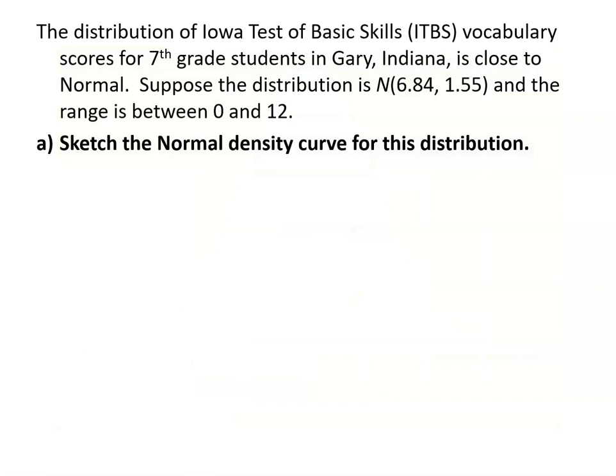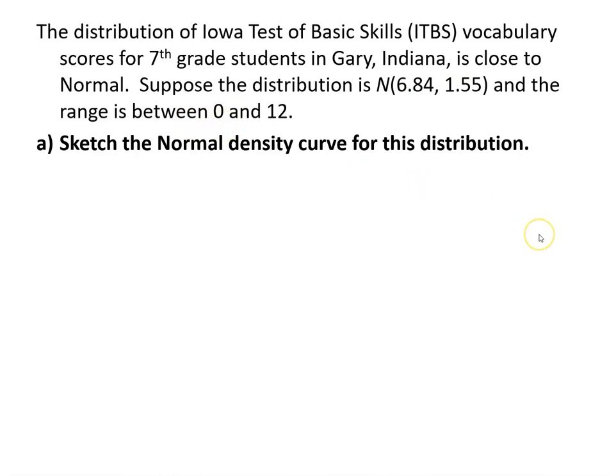The distribution of Iowa Test of Basic Skills, also known as the ITBS, vocabulary scores for 7th grade students in Gary, Indiana, is close to normal. So they told me that. That's what I need to know. Here's the distribution. Remember this notation? That means the mean is 6.84 and the standard deviation is 1.55. The range is between 0 and 12.